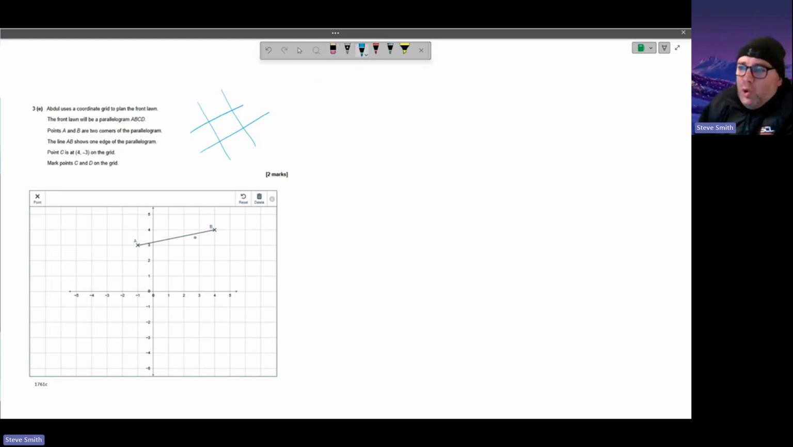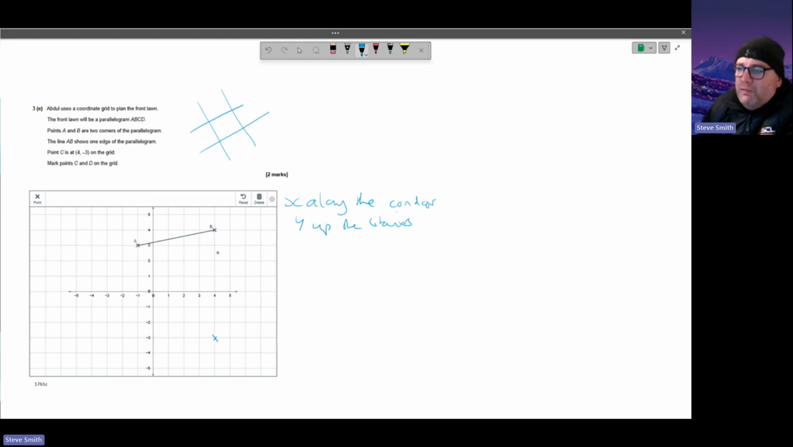Points A and B are two corners of the parallelogram. Point C is at 4. I remember when we go along the corridor, up the stairs. So we go to the x-axis and then the y-axis. The x is first. So the first number, point C, is at 4, minus 3.